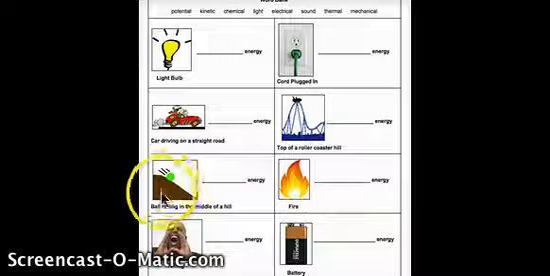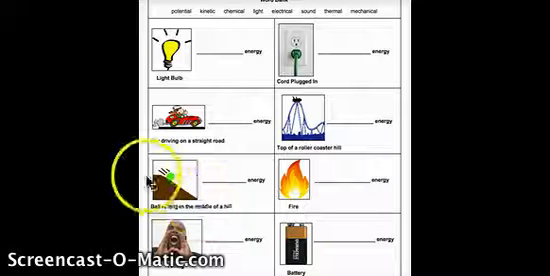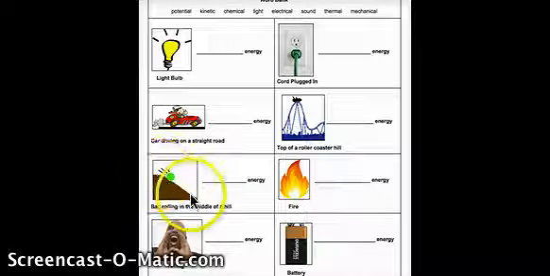The fifth picture is a ball rolling in the middle of a hill. So it's rolling down and it's in the middle. What type of energy is that? Write it here. Press pause to do it. Press play when you're done. Next, fire. What type of energy does fire have? Press pause to write it. Press play when you're done.